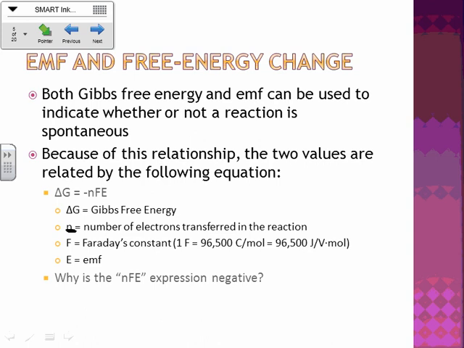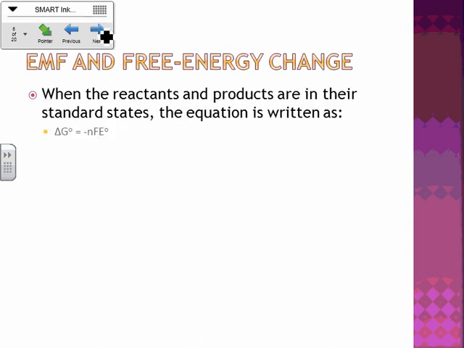Okay, for a spontaneous reaction, delta G is negative. For a spontaneous reaction, E is positive, right? So because those two things have opposite signs when they're spontaneous, to relate them to one another, the two sides of the equation need to have opposite signs. Okay?